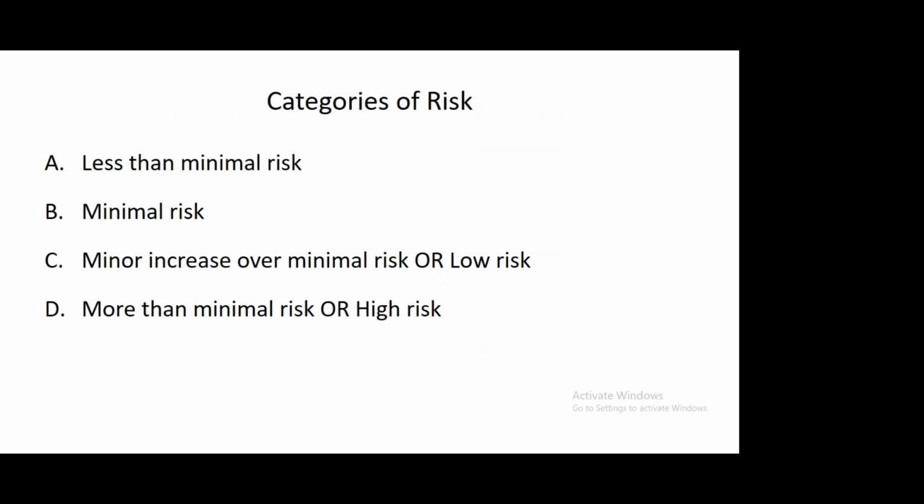Just quickly review the categories of risk you have to indicate when applying for ethics approval for any of your studies. One is less than minimal risk. Second is minimal risk. Third is minor increase over minimal risk, also called low risk. Fourth is more than minimal risk, or high risk. Here the last one comes the international studies.